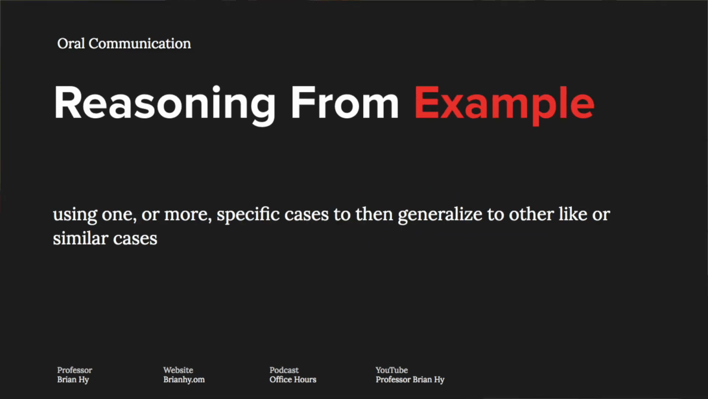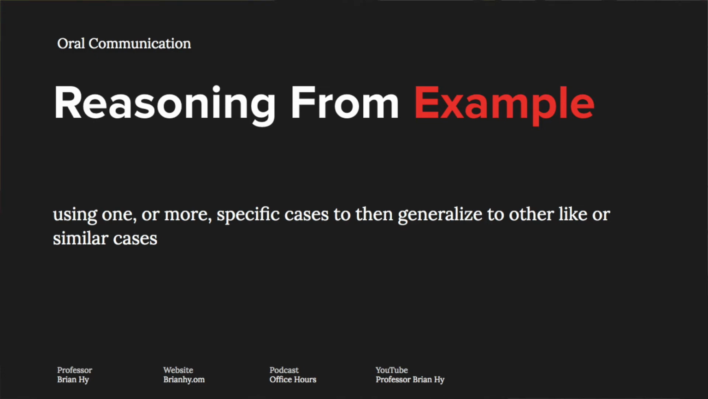Moving forward, let's take a look at reasoning from example. Now, reasoning from example involves using one or more specific cases to then generalize to other like or similar cases. This is sometimes also referred to as using anecdotes or anecdotal evidence, which is hearing about one person's experience and making assumptions about a lot of other people's experience for being similar.